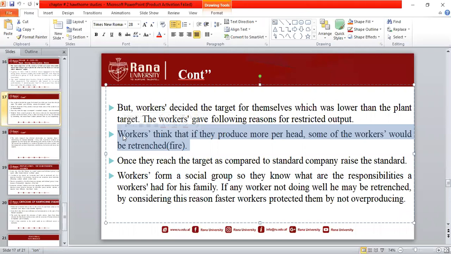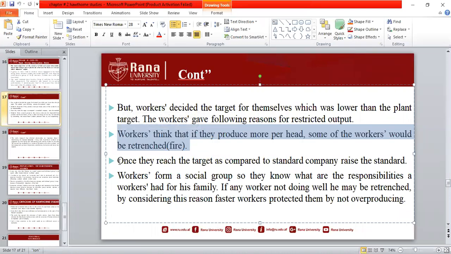Now that was the assumption of the workers, that if every individual performs outstandingly, maybe some of our members will not perform with that much potential. So definitely the organization will fire them. So actually we should keep ourselves safe as well as our co-workers by not performing extraordinary, by performing lower than the standard of the organization. Once they reach the target, compare. Now what's the assumption?